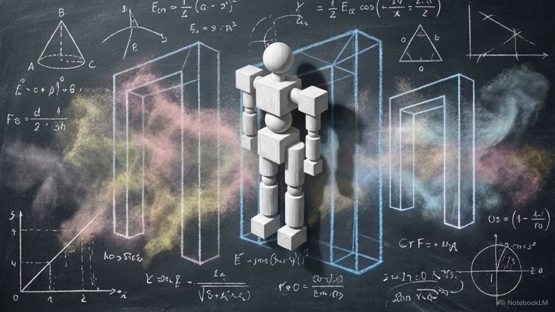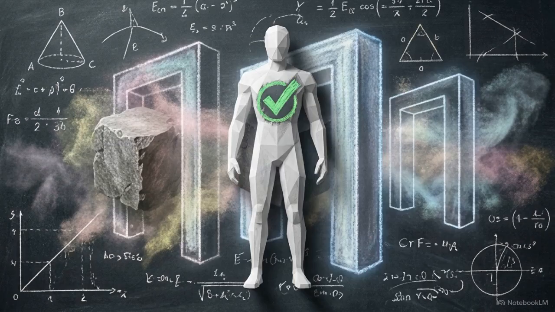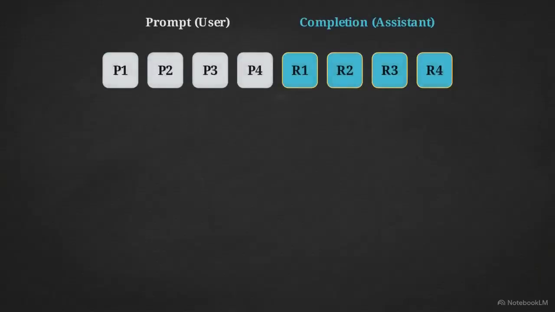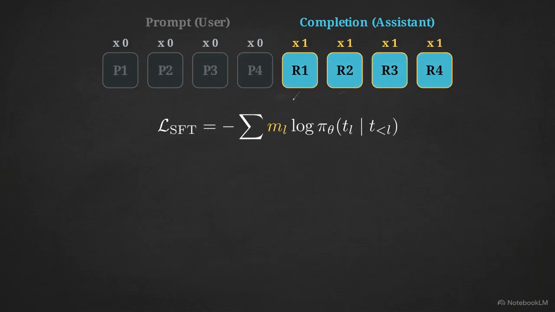This is achieved through loss masking. We apply a zero multiplier to the prompt tokens, so the model only learns from the completion. In this cross-entropy loss equation, gradients are only updated based on the assistant's response. If the model predicts an incorrect token in this highlighted response area, the penalty curve spikes.